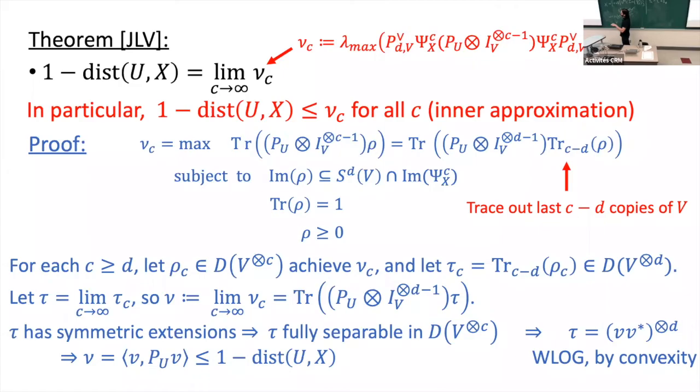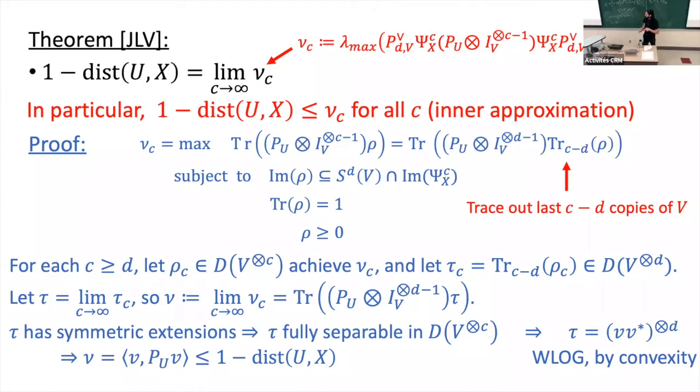You set up an SDP where this is like optimizing over a state that's symmetric. And then each of these rho C's will be symmetric extensions of some smaller guy. So that guy must be separable. I call it tau. And without loss of generality, you can take it to be a unit vector, just like rank 1. And then you get your thing. This is very, very vague.